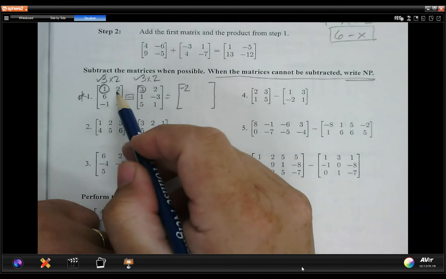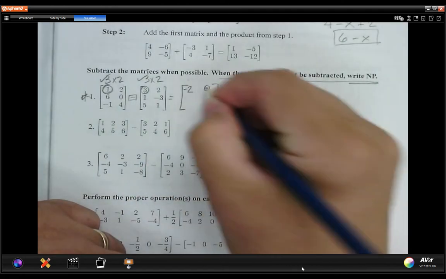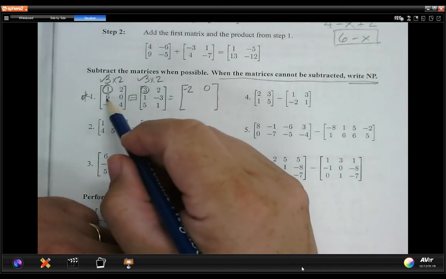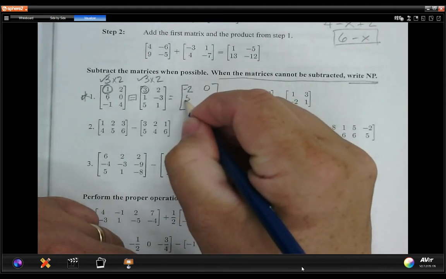All right, let's keep going. 2 minus 2 is going to equal 0. Pretty easy so far. If you can do subtraction, you can do this, okay? 6 minus 1. All right, 6 minus 1 is going to give me 5.